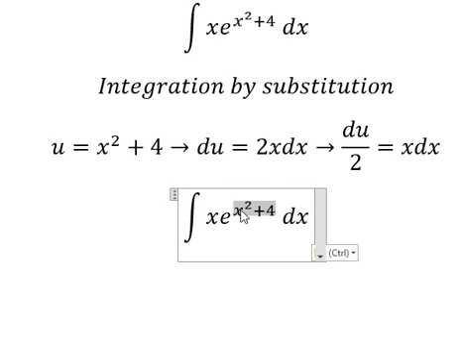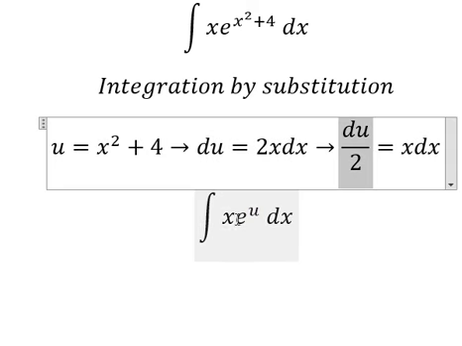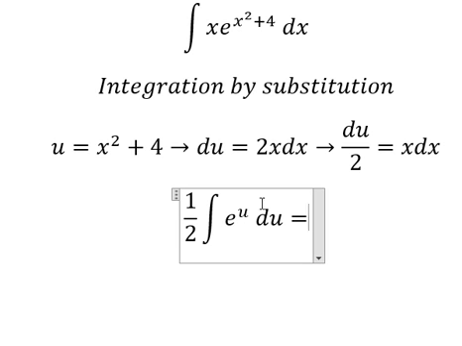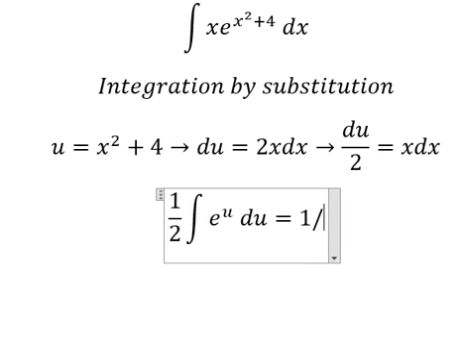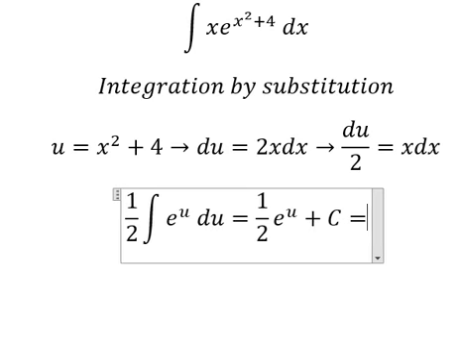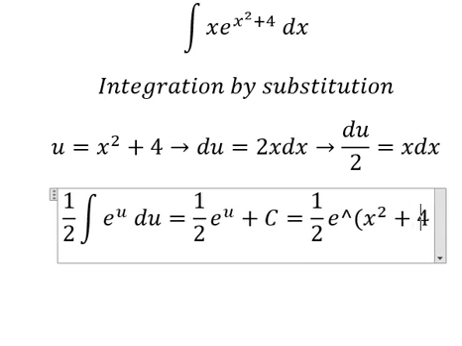This one we change by u. The s we change by this one. So the integration of this one, we have e to the power of u, and I will put plus c. About u, that is s squared plus 4.